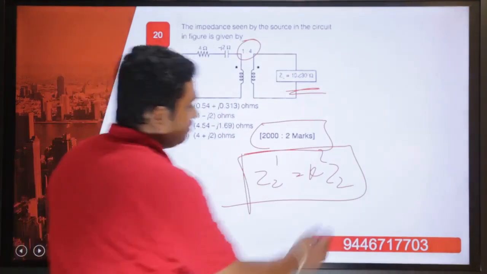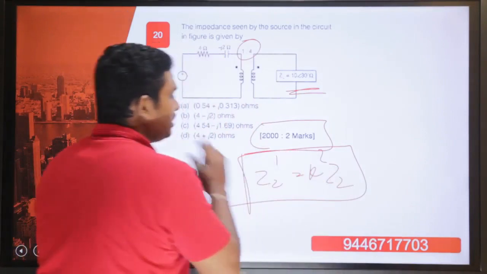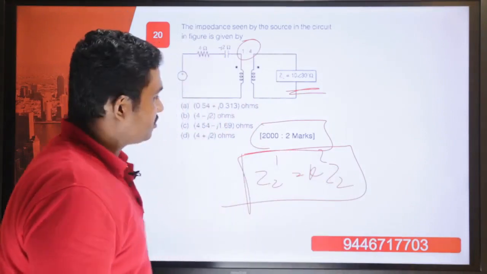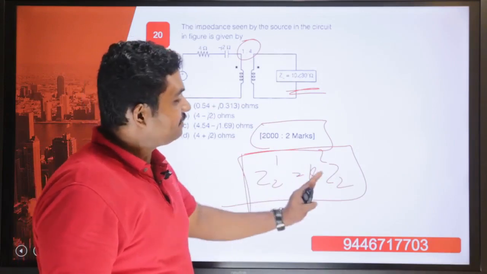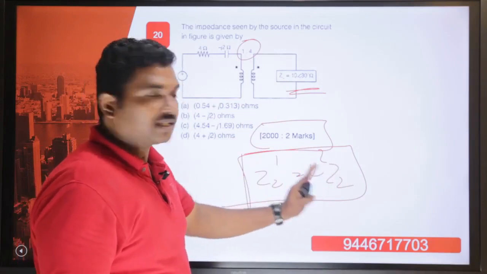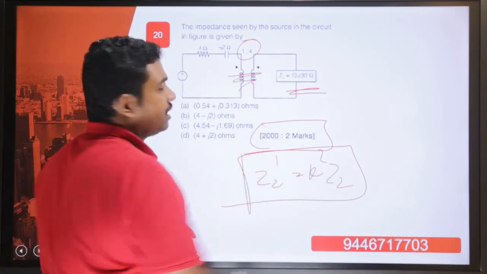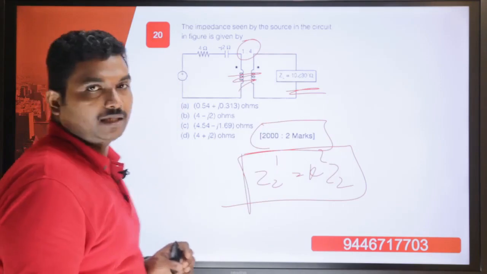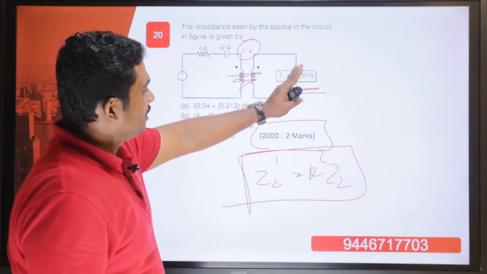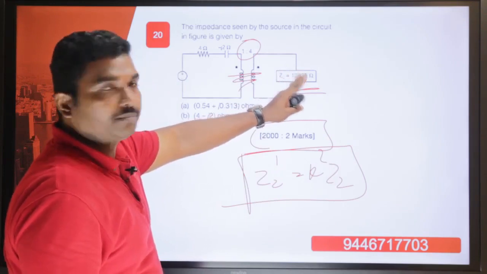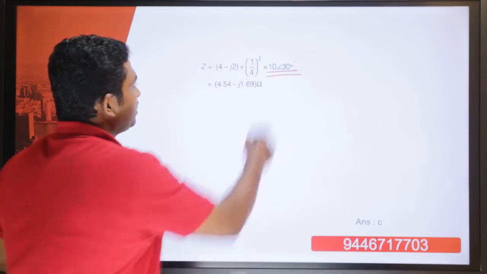So that means an impedance on the secondary, if you multiply it with K square, you can take the impedance reflection into the primary. This is what is called the referring of impedance from secondary to primary, because we want to eliminate this electromagnetic coupling. So to refer the secondary impedance into primary, we multiply it with K square.